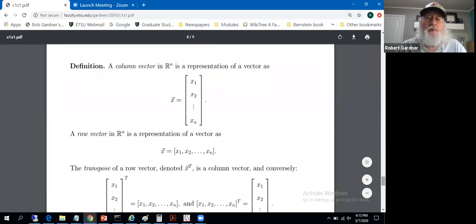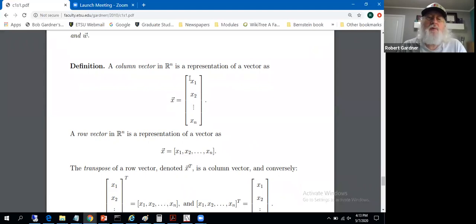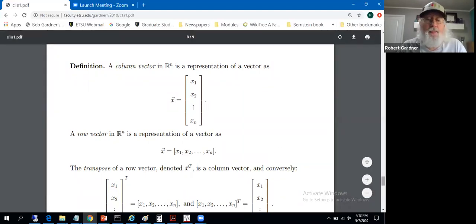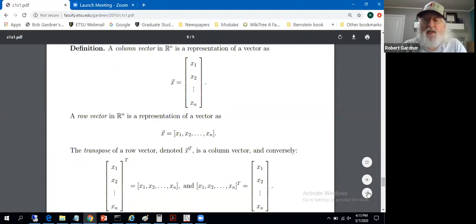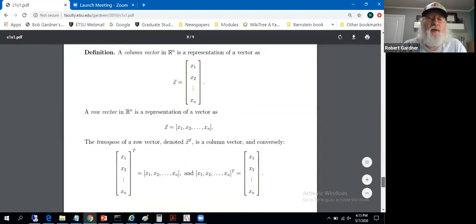Column vectors are vectors represented vertically like this, as opposed to row vectors, which are vectors represented horizontally like this. So far, all the representations we've had of vectors, I think, have been row vectors. But we could well represent vectors as column vectors. We'll introduce this idea of a transpose of vectors.